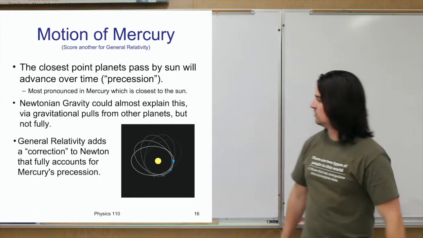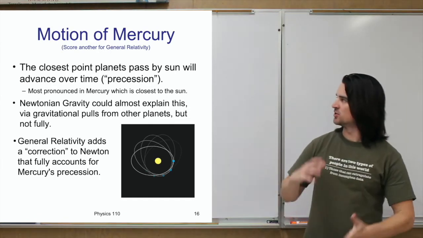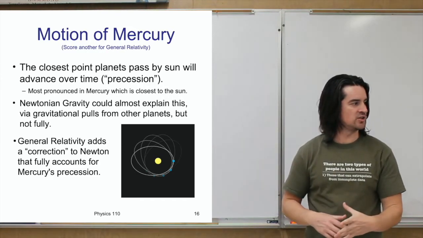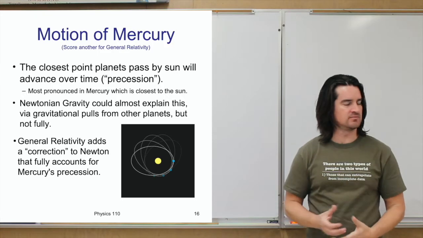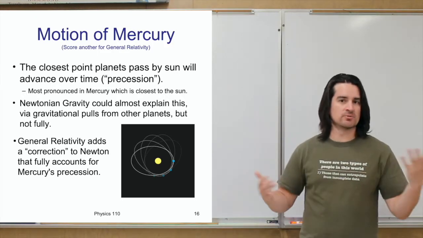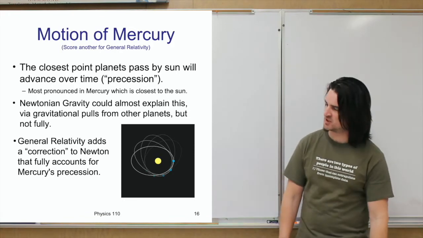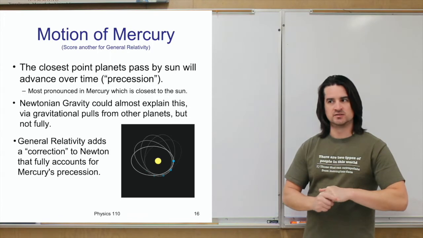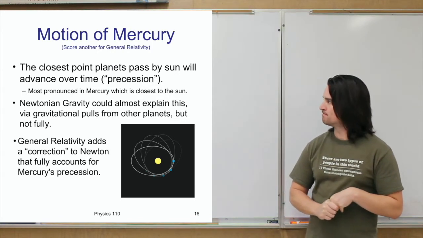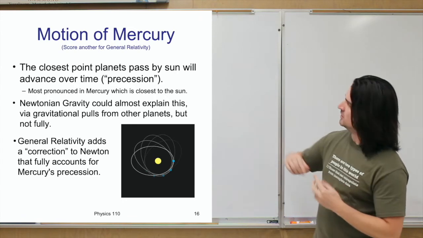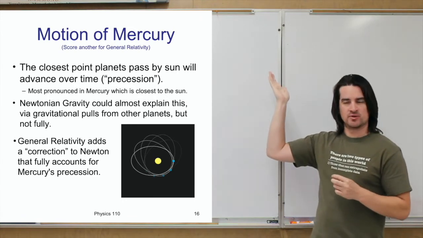Okay, so we're going to keep going and look at some other predictions of general relativity and how they came to show us that general relativity is correct. This idea that space-time is warped by massive objects has all kinds of repercussions. So, the motion of Mercury, for one.